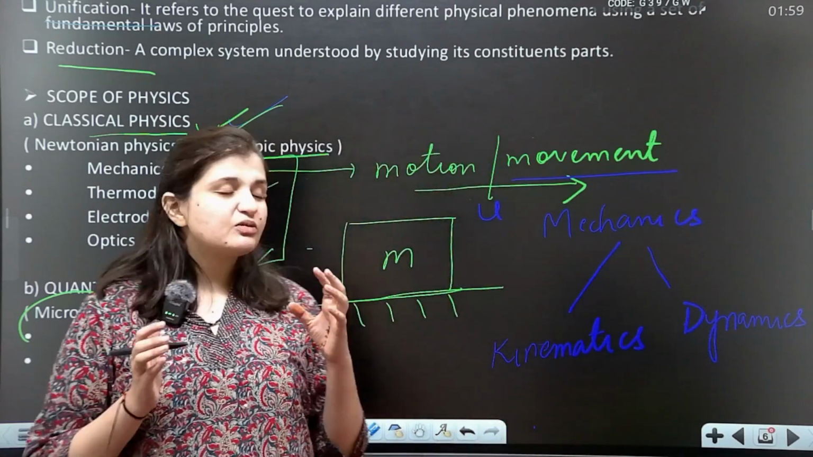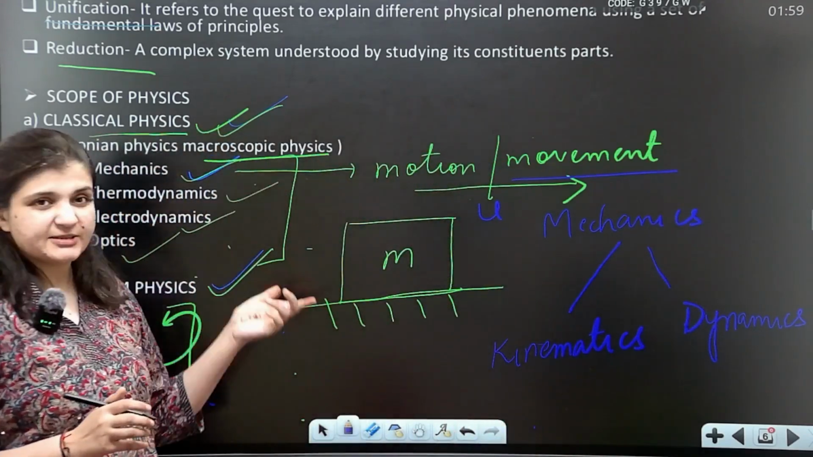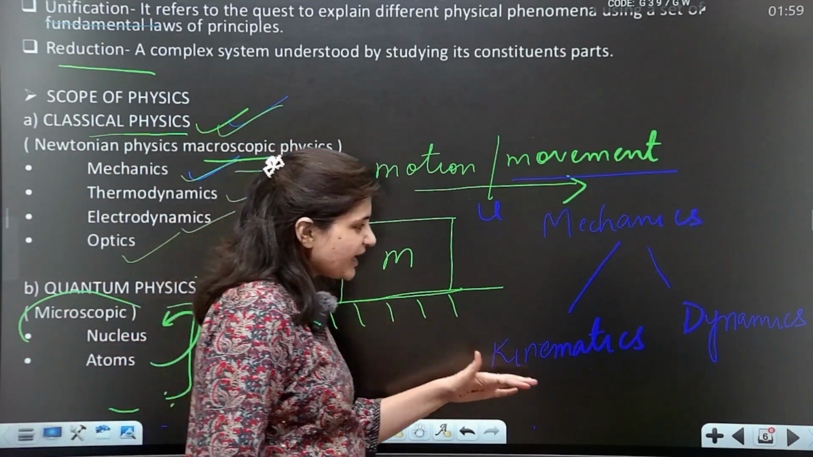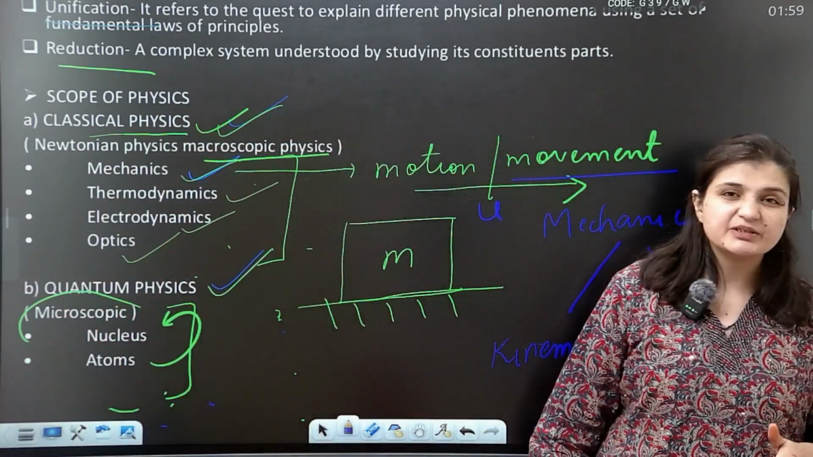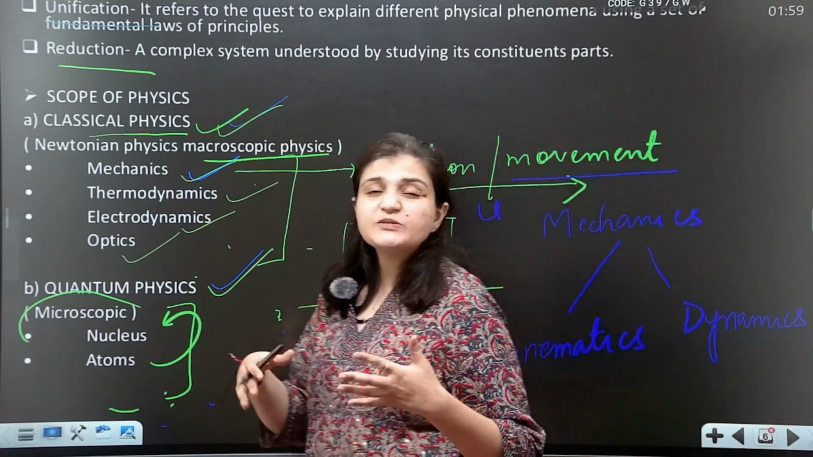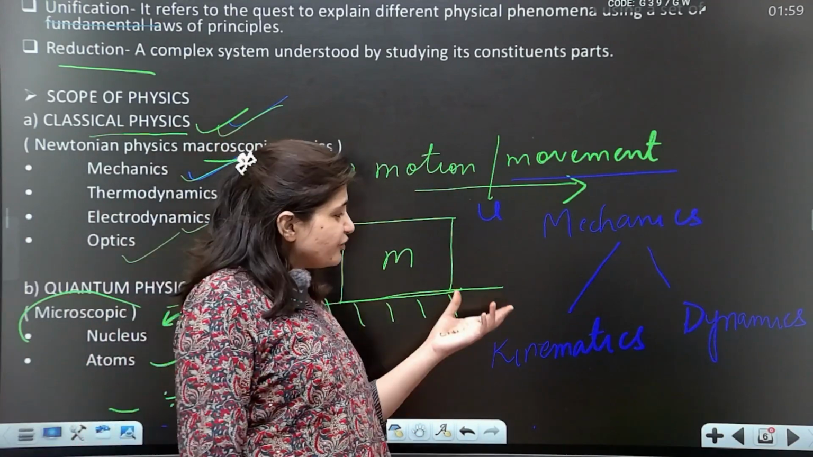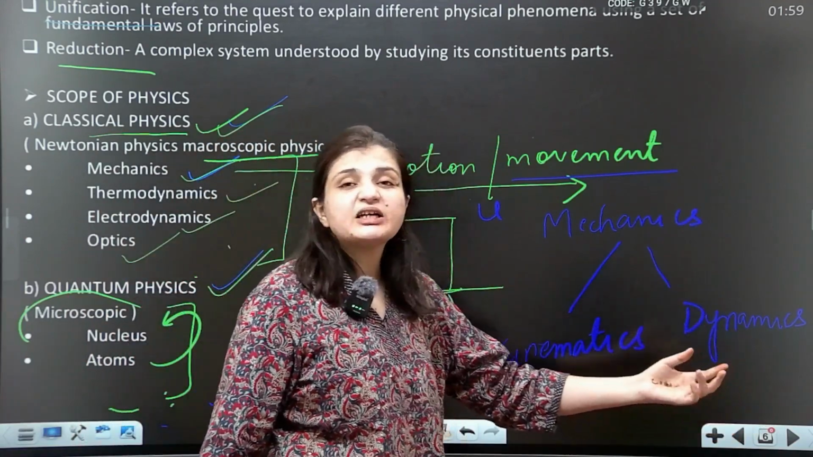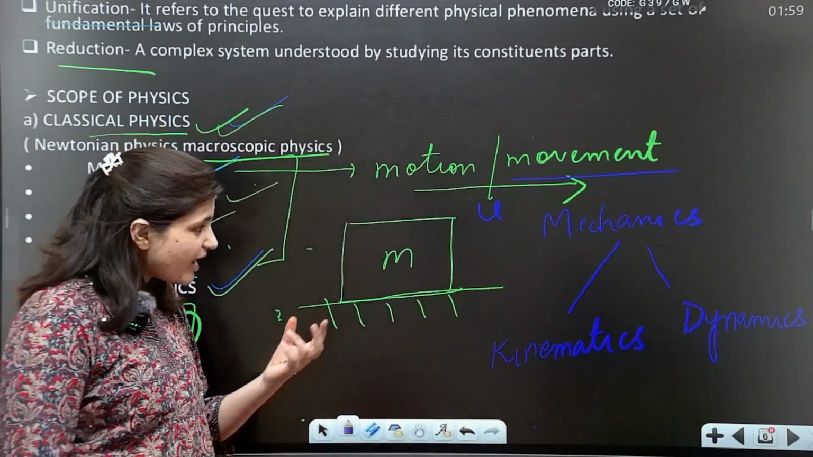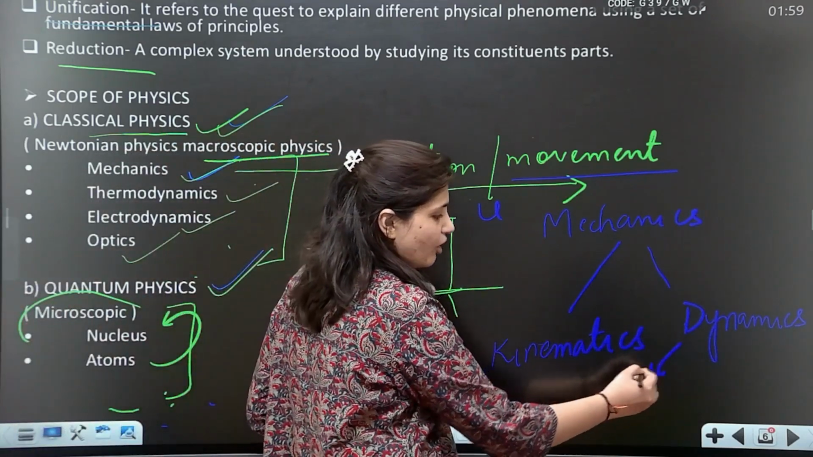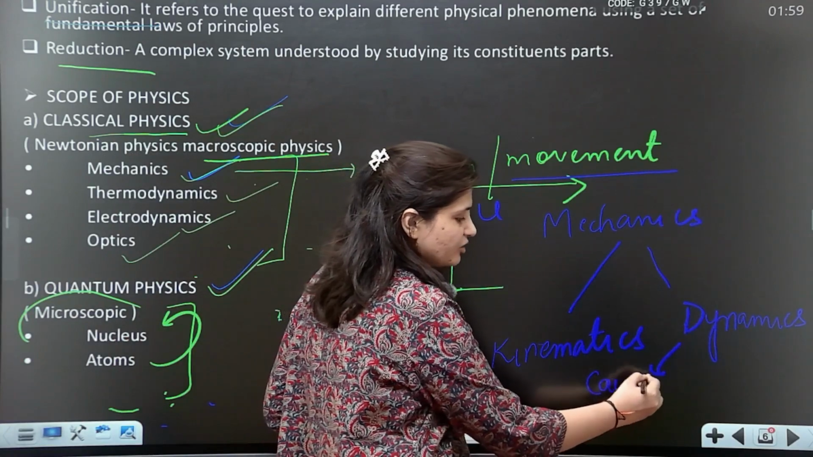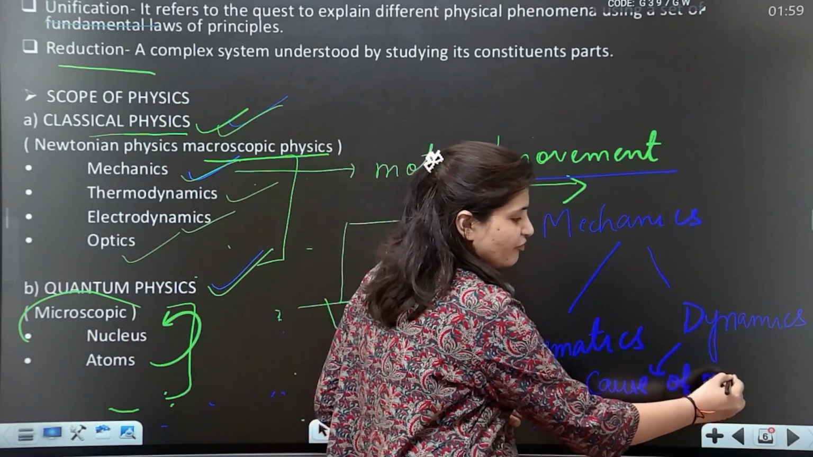Similarly, this is what we go through in mechanics. What we study in mechanics is kinematics and dynamics. In kinematics, we study how much distance an object will cover and how far it will go. In dynamics, we study the cause of motion, like why the motion is being caused.